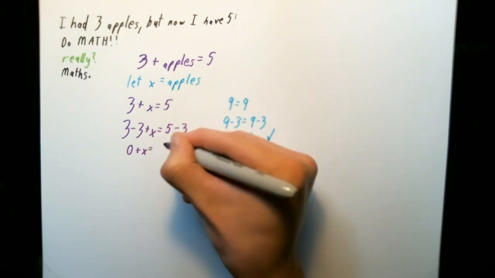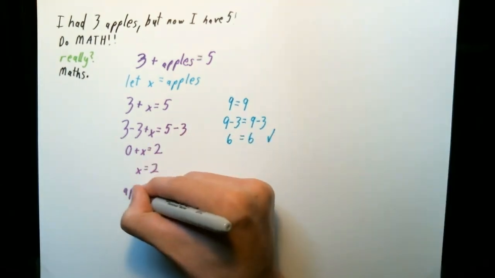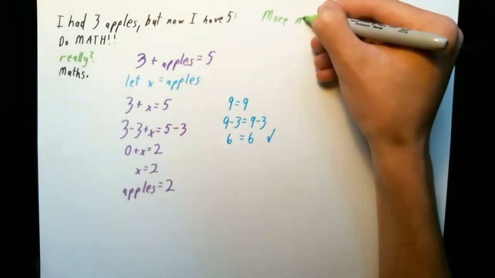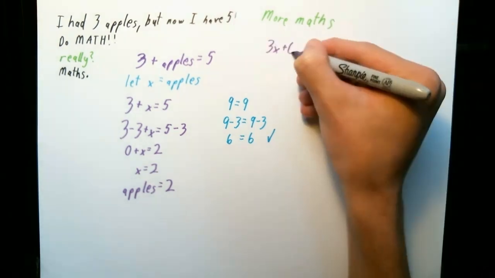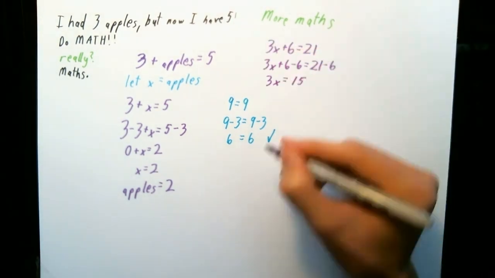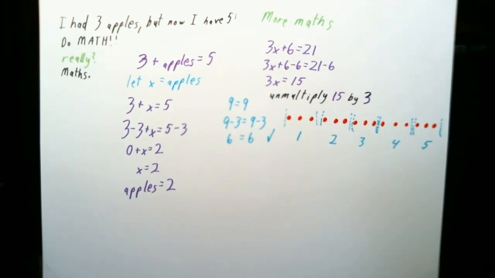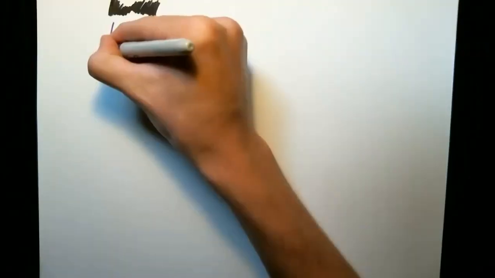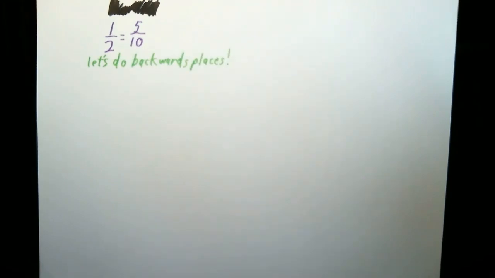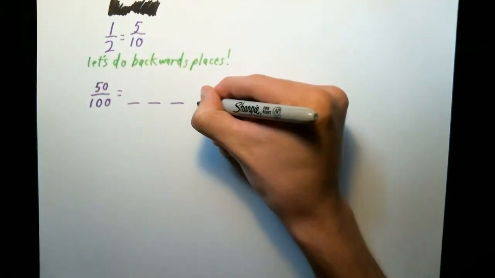Let x equal apples. 3 plus x equals 5. 3 minus 3 plus x equals 5 minus 3. 0 plus x equals 2. Apples equals 2. 3x equals 15. Unmultiply 15 by 3 and 1, 2, 3, 4, 5. X equals 15 over 3. X equals 5.